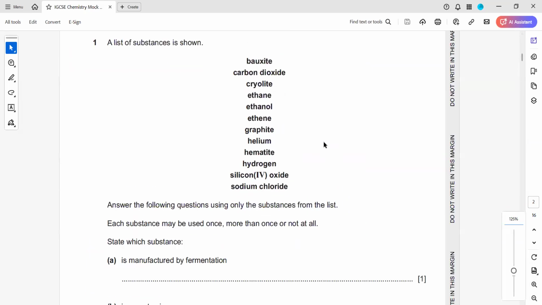Manufacture by fermentation. What is manufactured by fermentation? Ethanol. So ethanol is manufactured by fermentation. And what is the product of fermentation when glucose is the reactant? The glucose, in the presence of yeast, gives out ethanol plus carbon dioxide.